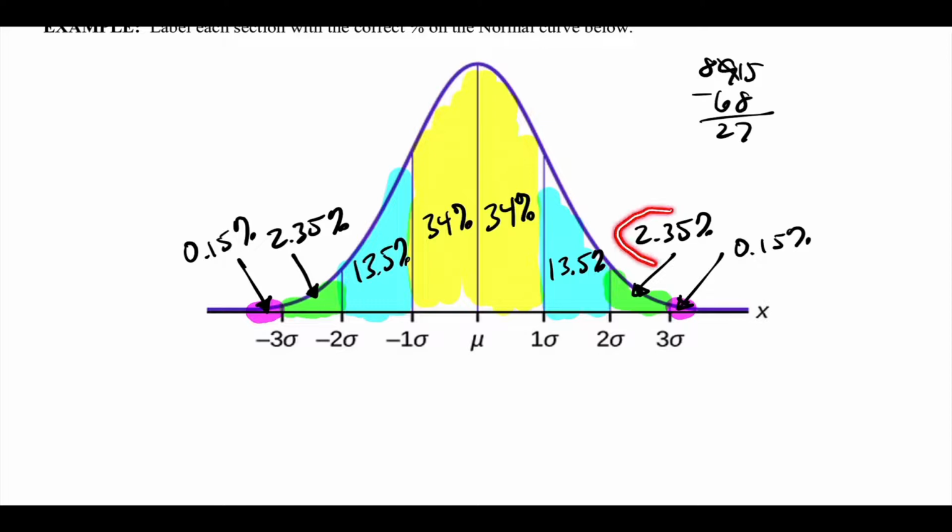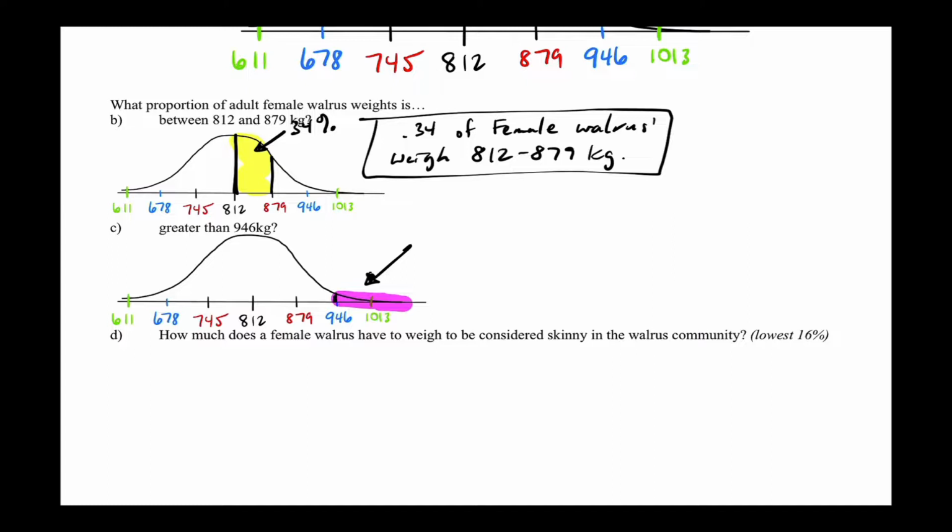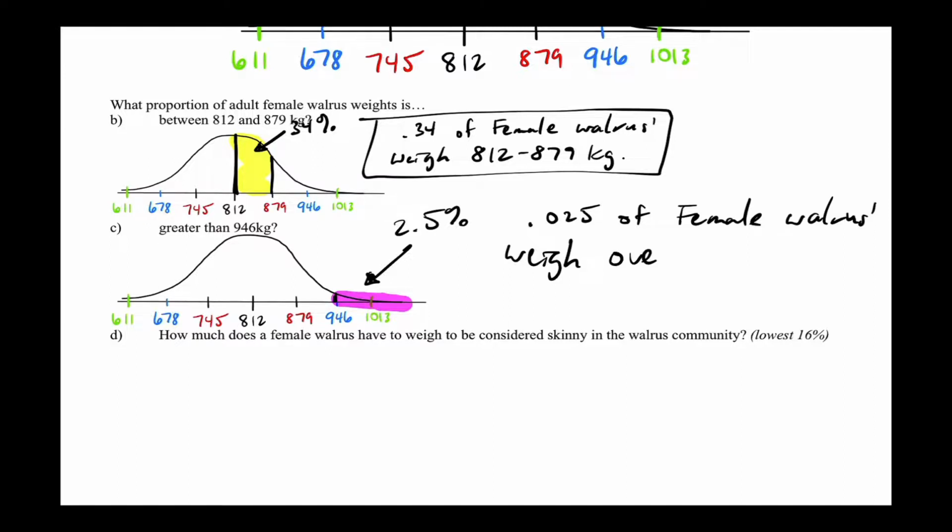So one is 2.35% and one is 0.15%. So I add those two up and I get 2.5%. So I would say 0.025 of female walruses weigh over 946 kilos. Very few of them weigh that much. Okay.